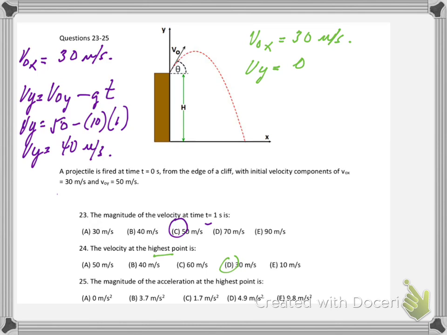Number 25, the magnitude of the acceleration at the highest point. Well, the acceleration is equal to g no matter where you are. So it's going to be negative 9.8, but notice they're asking for magnitude, so E works just fine.